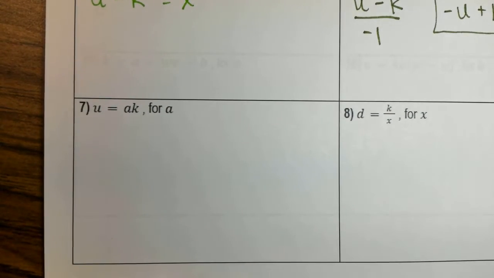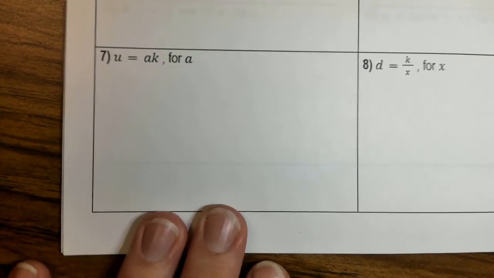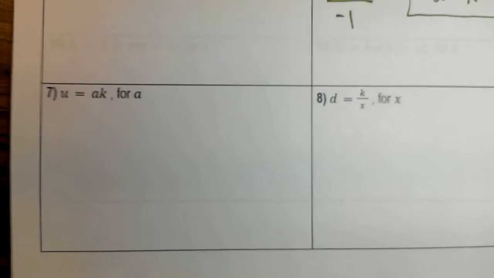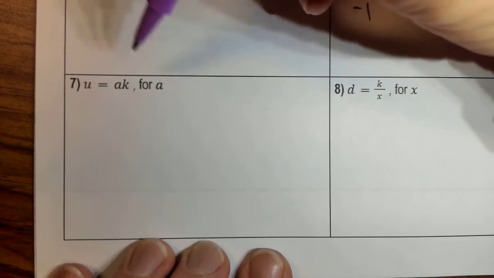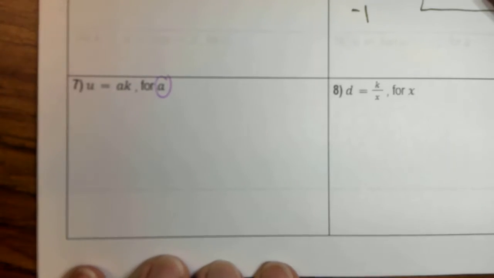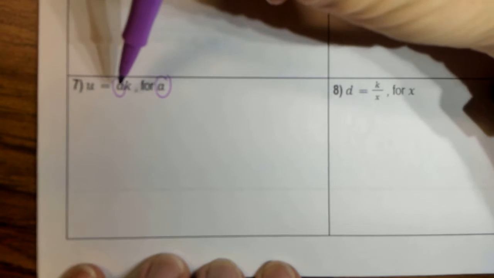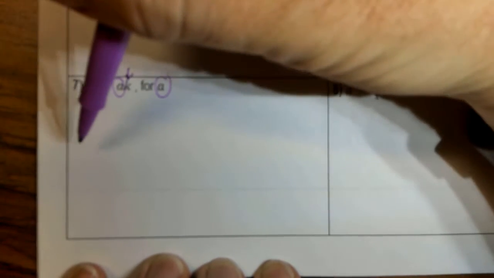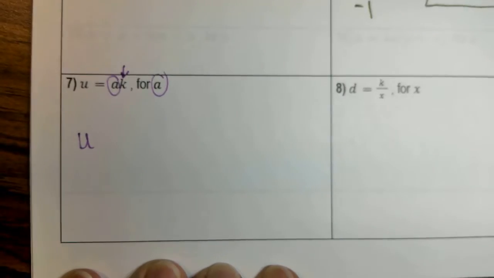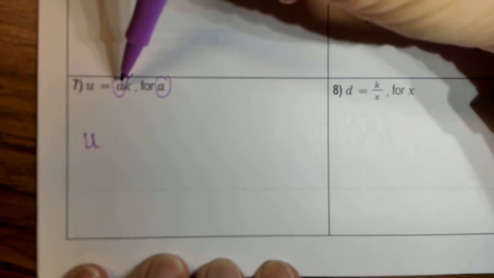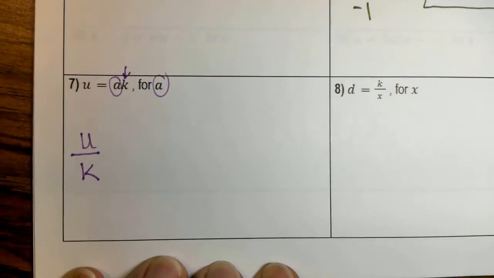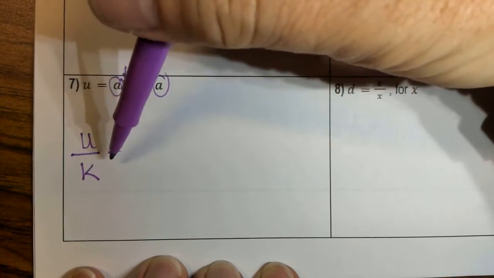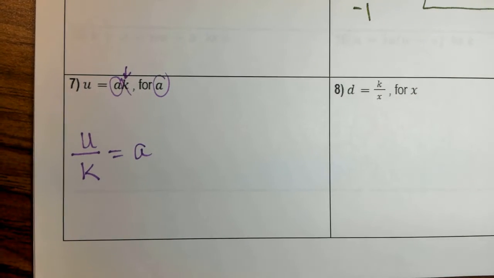All right, number 7. 7, I want to get a. Okay, here's a. And so here's a right here. And I only have to get rid of k on this one. So again, I'm going to start with my other letter, so u. And because it's a times k, I'm going to now divide by k. And then that's my answer, because I have nothing else to move.